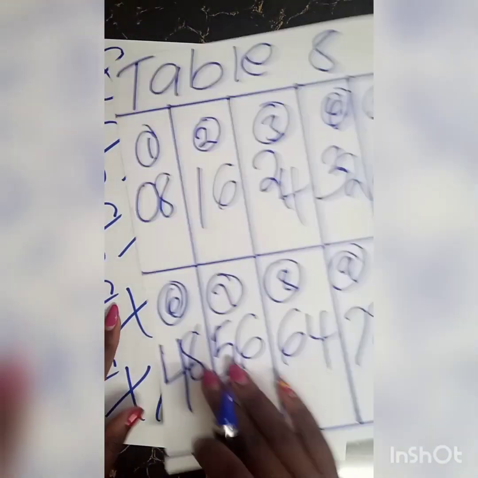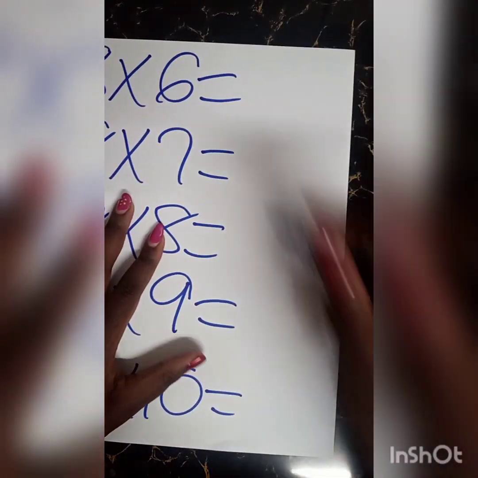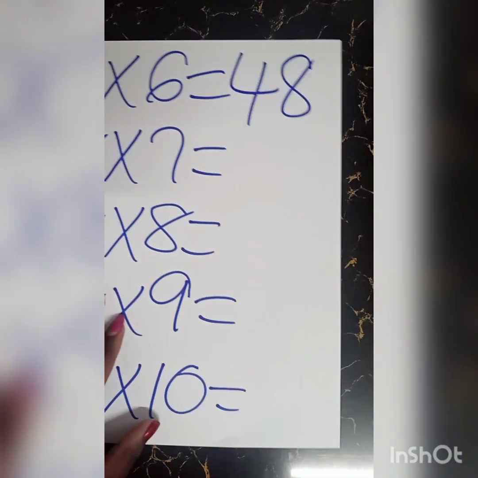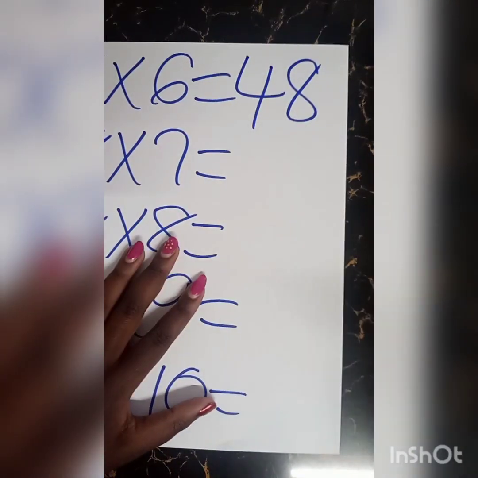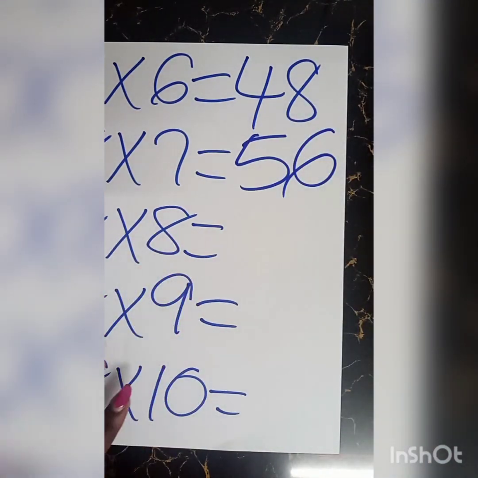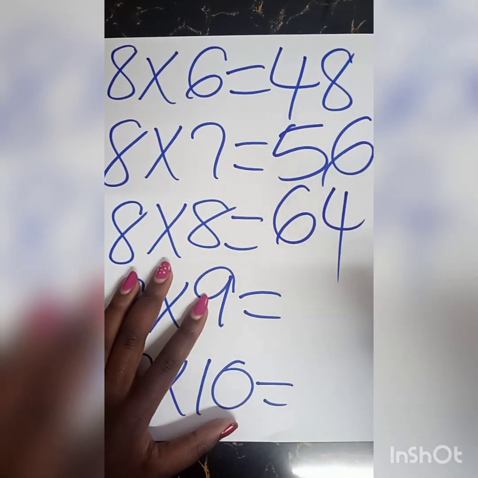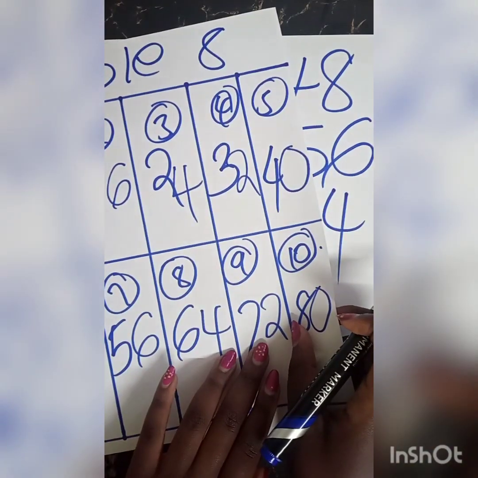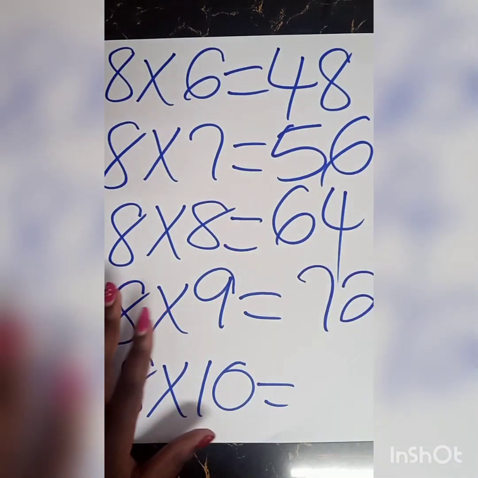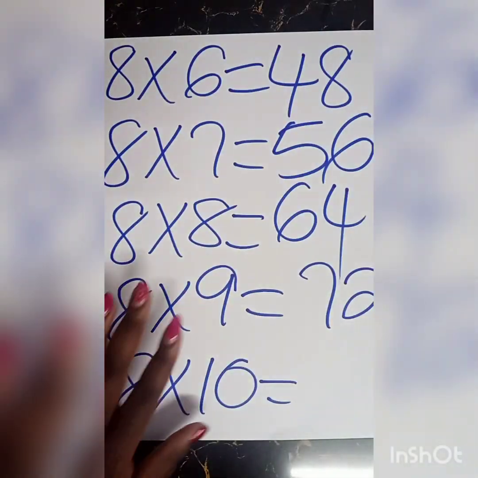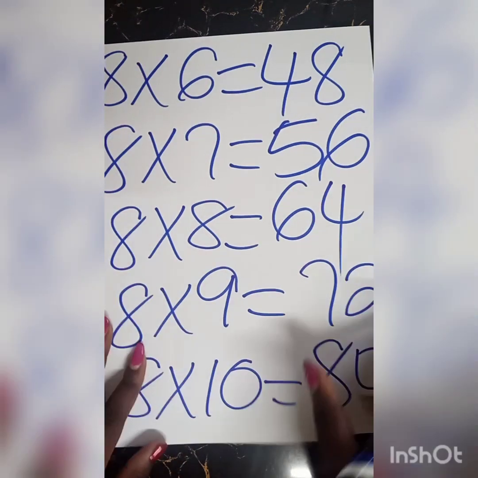8 times 6 is 48. 8 times 7 is 56. 8 times 8 is 64. 8 times 9 is 72. And 8 times 10 is 80. Are we together? And just like that, we have our table 8. And if you'd like to extend, just use the same concept.